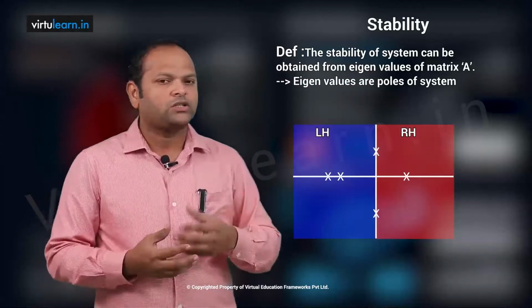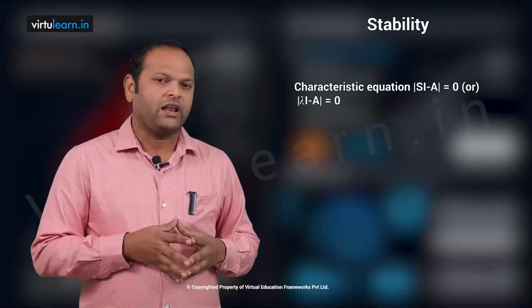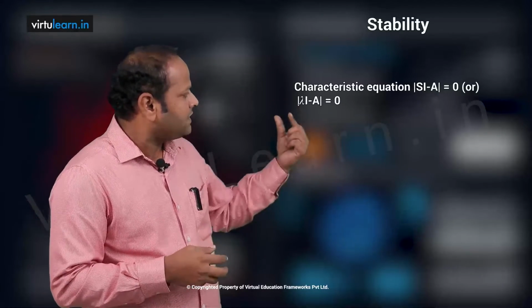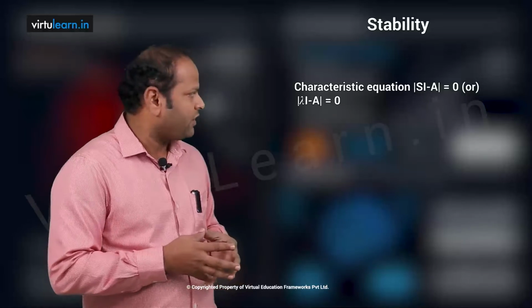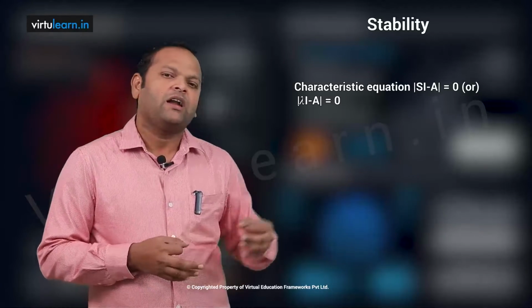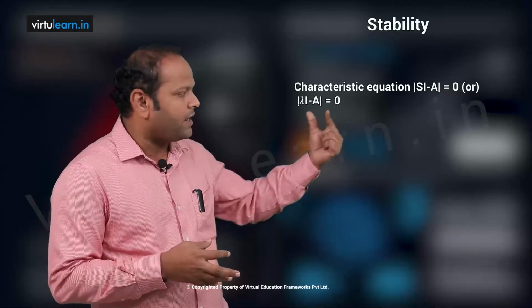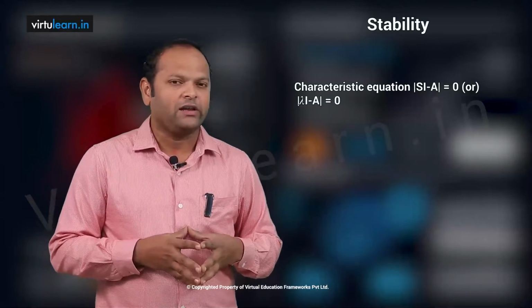We can obtain the same thing from the state model. For that, we need to write the characteristic equation with the help of the matrix A. How can you write the characteristic equation? We know det(sI minus A) is equal to 0. With that we can find the characteristic equation and its roots, or else det(lambda I minus A) is equal to 0. These lambda roots are called the eigenvalues of the system.